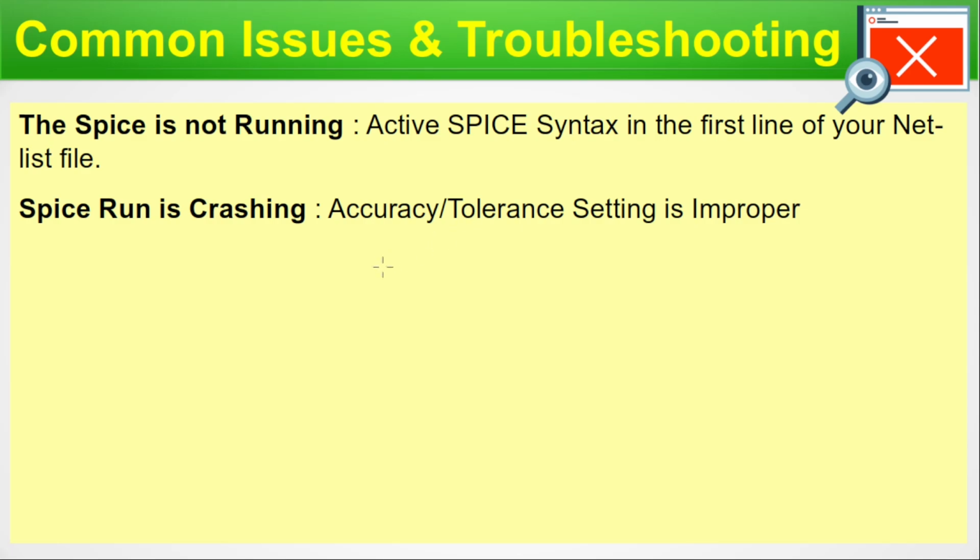SPICE run is crashing. You start the SPICE run, after some time you see it has come out, the simulator has crashed. And what is the reason? The reason is the accuracy or the tolerance setting is improper. How to set the accuracy and the tolerance, we will come to later with .options etc. today. So you see that.